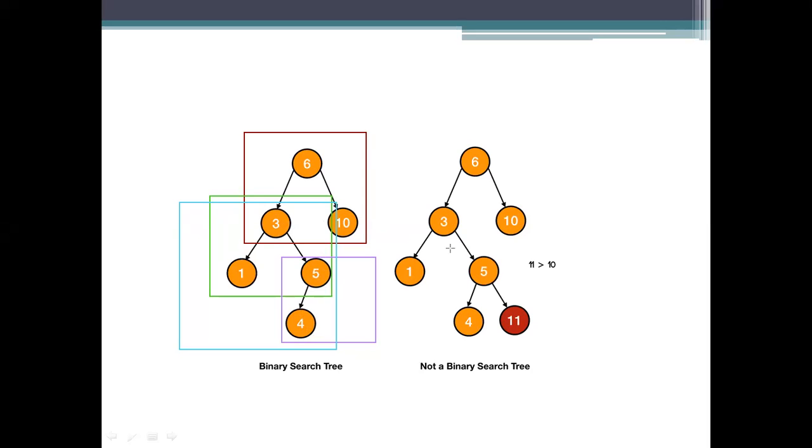But coming to this subtree, it is satisfying the property. If you take this subtree, the value at the left side is less than this root node or the parent node. Yes, it is less than. Here it should be greater than. But coming to this point, we will also get the same representation.